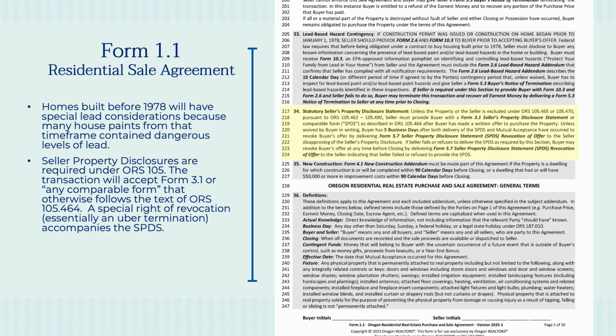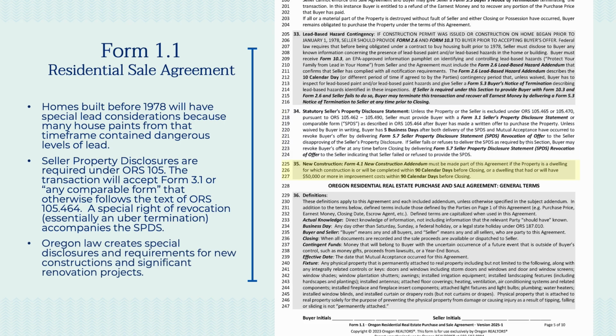So just be aware, if you're a specific kind of seller or a specific kind of property, you won't have to provide the SPDS, but the vast majority of your clients will have to provide a seller's property disclosure statement, and they need to know what it does. It provides the buyer with a revocation right unless the buyer has waived their right to receive a seller's property disclosure statement. Lastly, in this timeframe section, there's a provision on construction, new construction. Under Oregon law, there's a requirement that certain properties that are new constructions or have $50,000 or more in contract cost of renovations have to receive certain disclosures and certain protection.